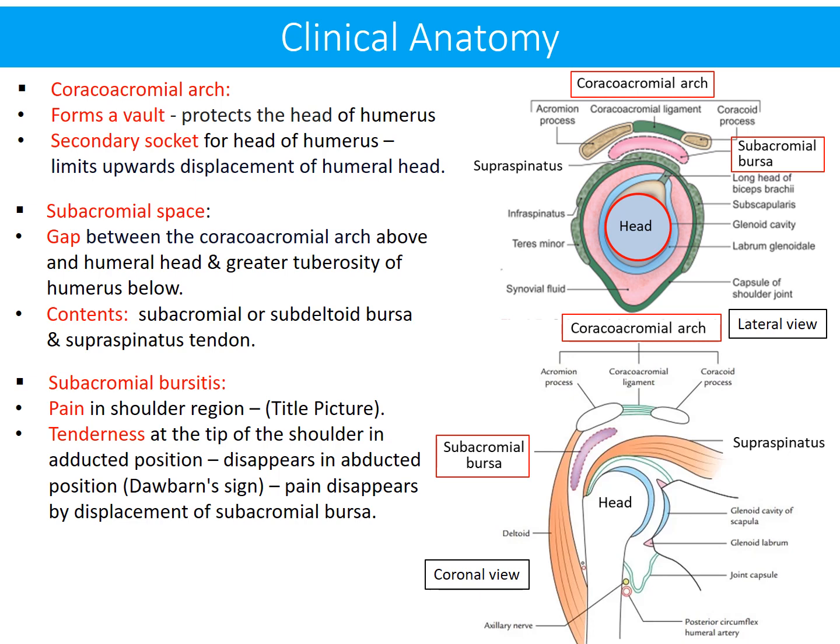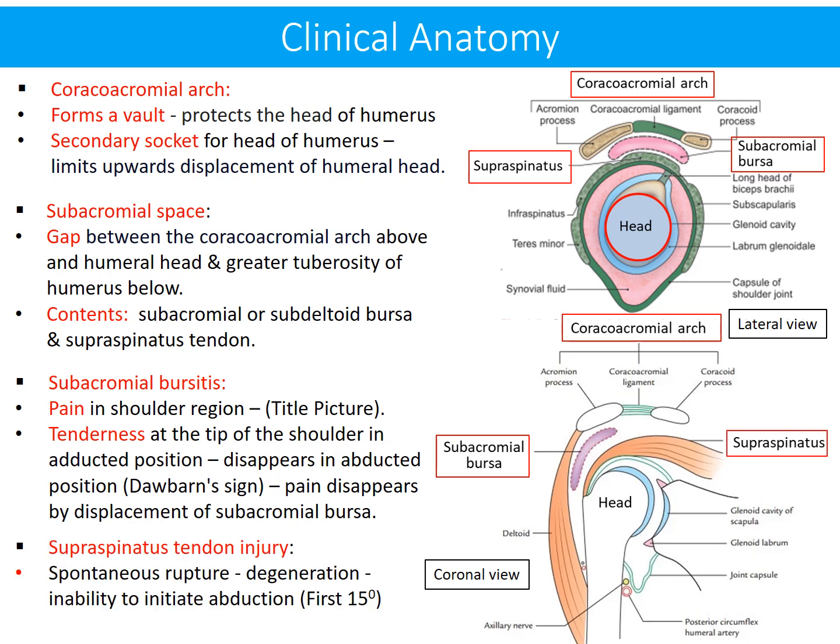Subacromial bursitis is an inflammatory condition in which pain is felt in the shoulder region along with tenderness at the tip of the shoulder in adducted position. This tenderness disappears in the abducted position, and this disappearance of pain and tenderness by displacement of the subacromial bursa is named as Dawbarn's sign.